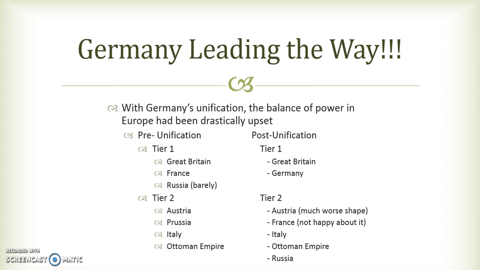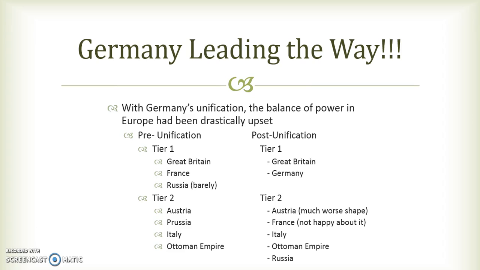Russia is, while really close to the tier 1, tier 2 border, still not anywhere near the same strength as Germany, and then you also still have Italy and the Ottoman Empire. Do take note, though, that countries like Spain aren't even in this grand scheme. Spain is so far off the map right now that they aren't going to play a major role in European affairs in the 20th century.